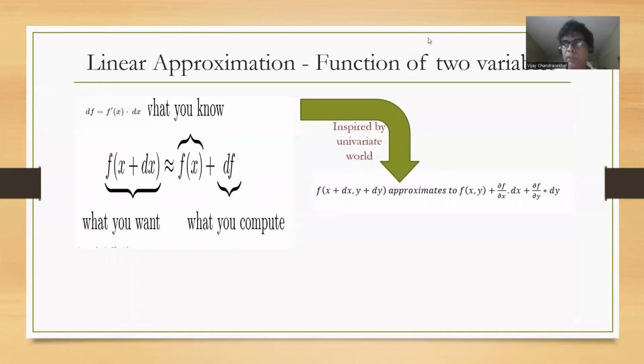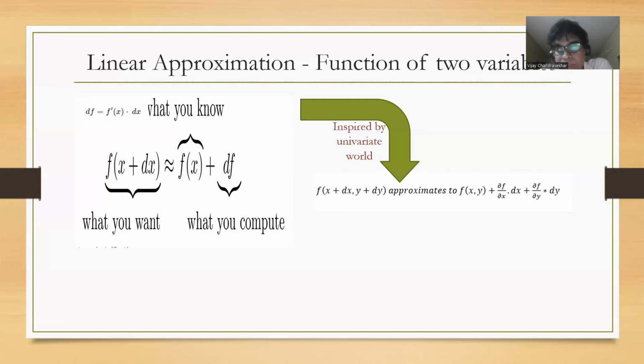Let's come to the world of linear approximations. Just give me a moment. Function of two variables. So let's start with what we know from the one variable world, and we'll try to expand that to the two variable world. So what does the one variable world suggest? It suggests that if you want to figure out f of x plus dx, then you compute f of x plus df. f of x is something that you know. How do you calculate df? df is f dash of x times dx.